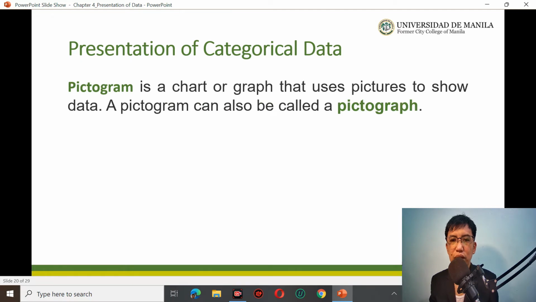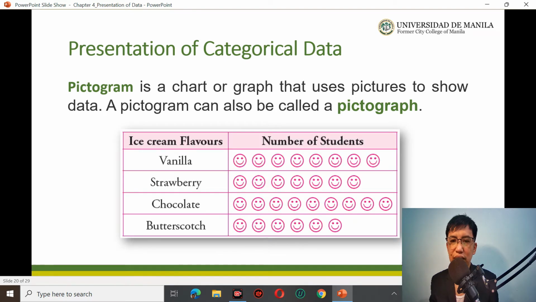Next one is a pictogram. It is a chart or graph that uses pictures to show data. Okay? Ano example niyan? Something like this. So, tignan nyo to. Usually, sa mga bata, gustong-gusto itong mga to. Shows pictures. Yung satisfaction, di ba? So, makikita mo dito that the satisfaction of the students is more on chocolates. Okay?